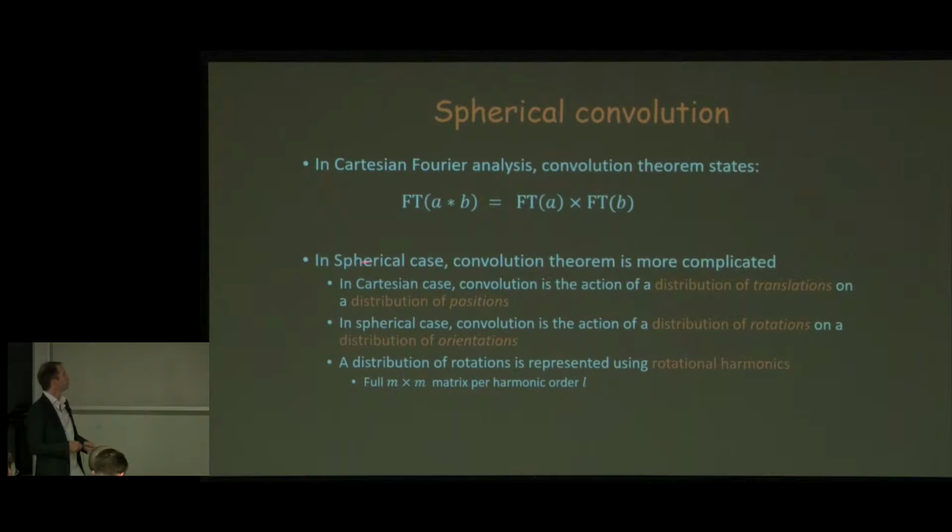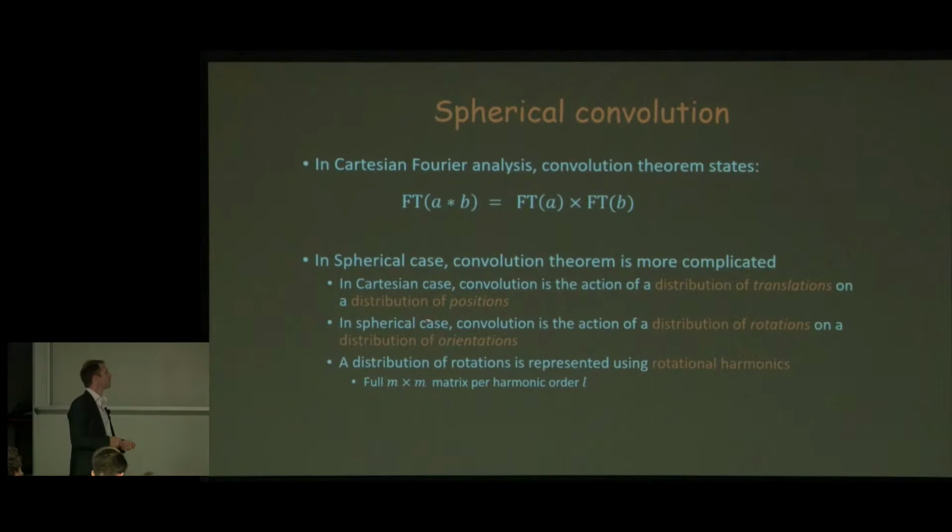In the spherical case, it's a little bit more complicated, and it took me a while to get my head around it. Maybe some of you will find it quite intuitive, but I'm sure most won't. In the Cartesian case, you have to think of convolution as the action of a distribution of translations on a distribution of positions. Although that suggests that A and B are equivalent in terms of how they're treated in the convolution, really it's much easier to think of it as a distribution of translations. So maybe that's a blurring operator on positions, which is your image or something like that.